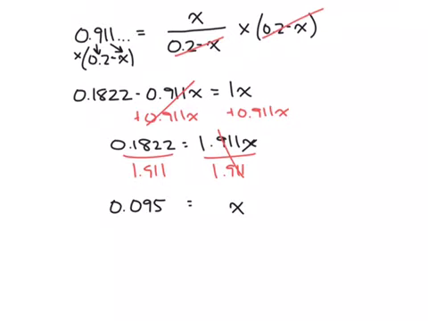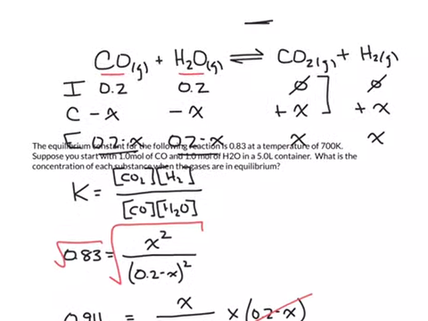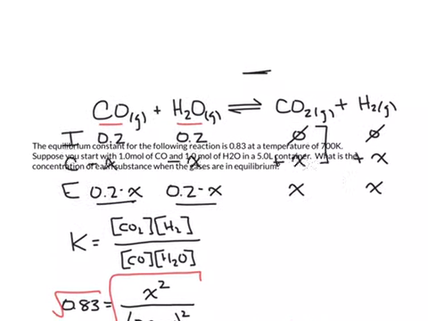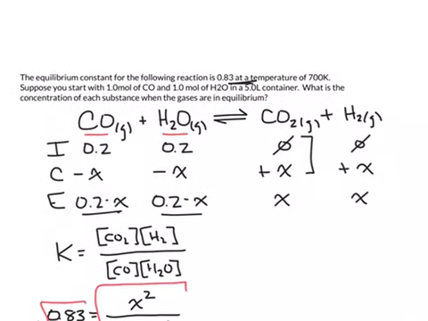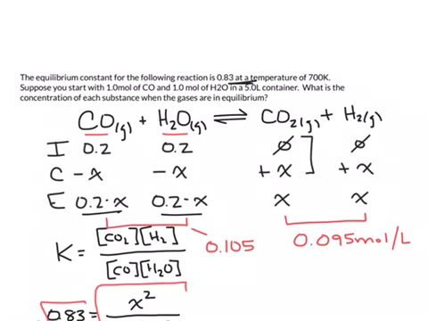Go up to the top here. There we go. This says what's the concentration of each substance when the gases are in equilibrium. So for these two values here, the x's, we know those are both 0.095 moles per liter, just what we figured out our x value was. These two here are 0.2 minus that x value, so we get about 0.105 moles per liter.